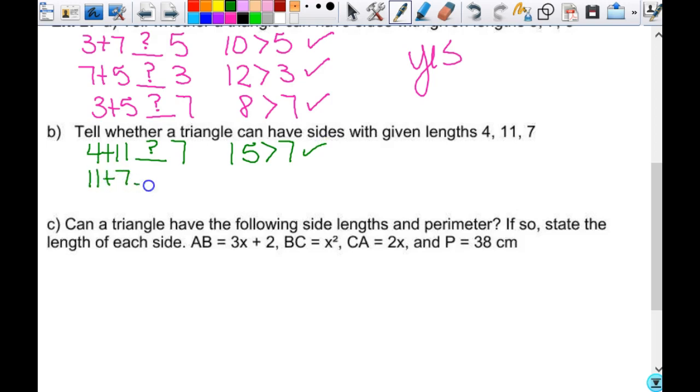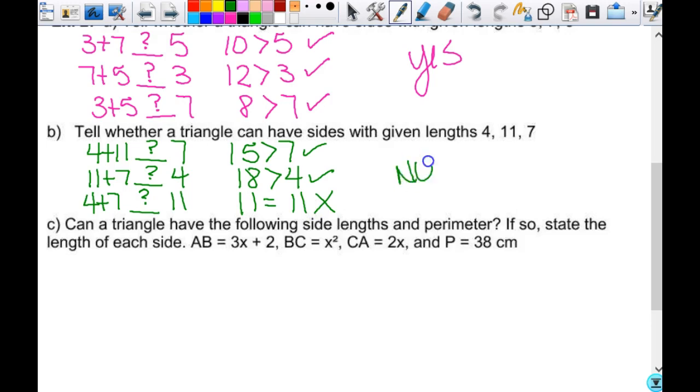11 plus 7, blank, question mark with 4. What's 11 plus 7? 18. 18 is greater than 4, so that's good. Then 4 plus 7, question mark, 11. What's 4 plus 7? 11. So 11 equals 11. So is that good or bad? That's bad, right? So will these 3 side lengths make a triangle? No, they will not. And there's your evidence right there.